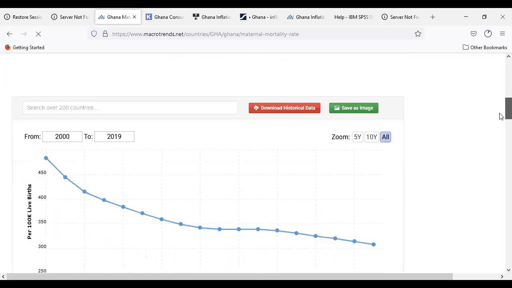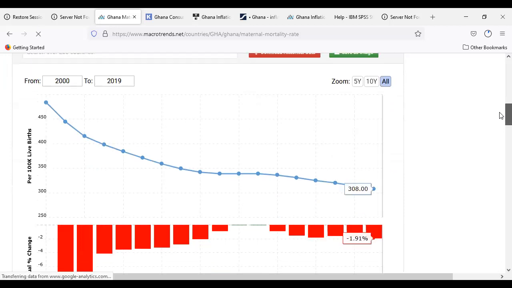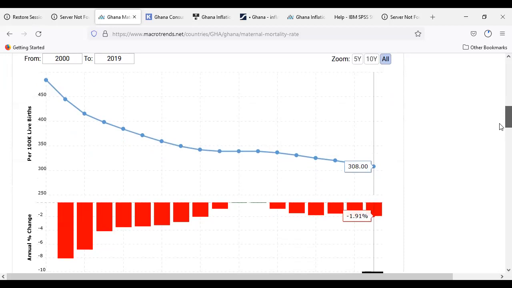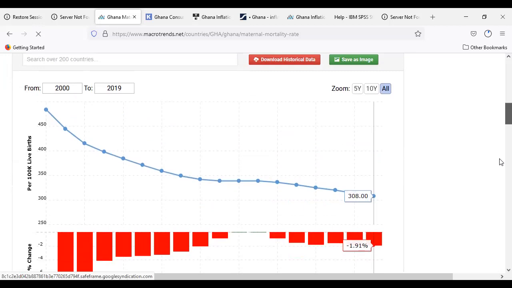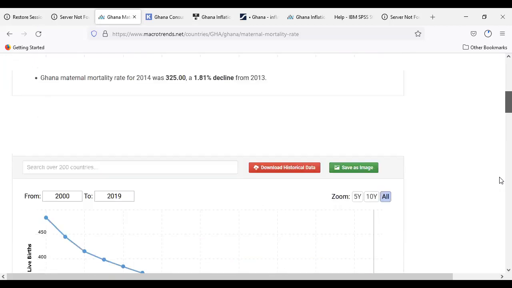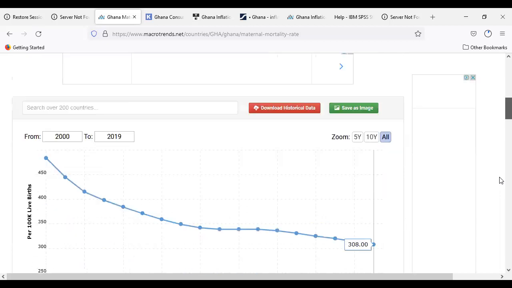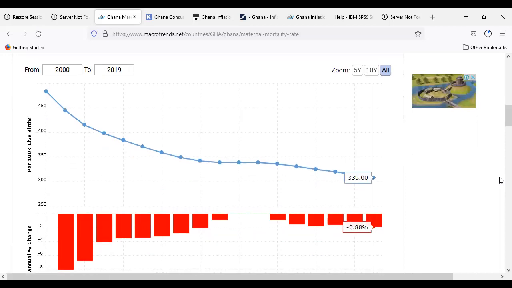Now, another interesting thing, we can clearly see that from 2000 to 2019, there has been a clear decline per 1,000 live births. So we are talking about deaths, let's be very sure about that. So we are talking about mortality per every live birth that is made, and the trends are decreasing.